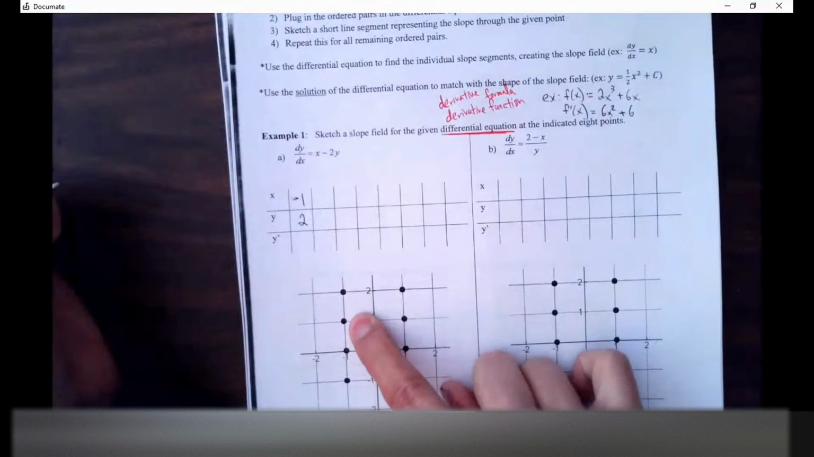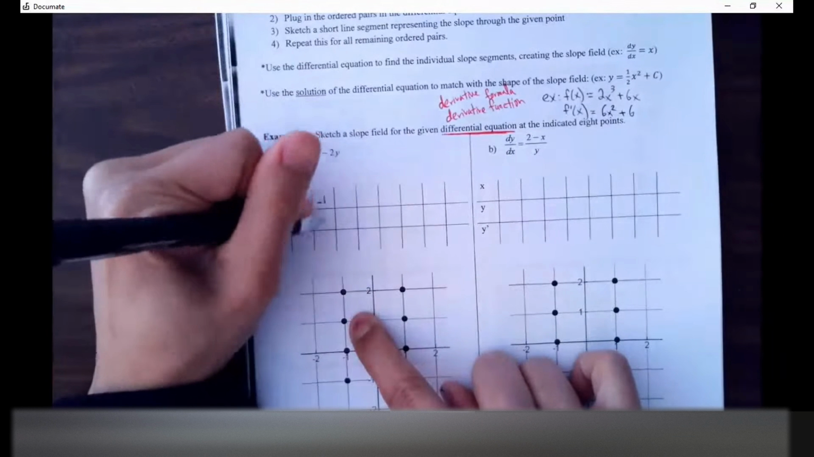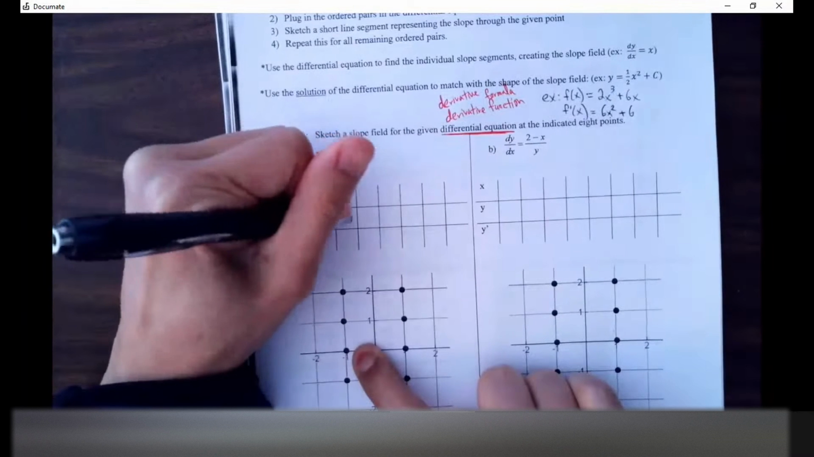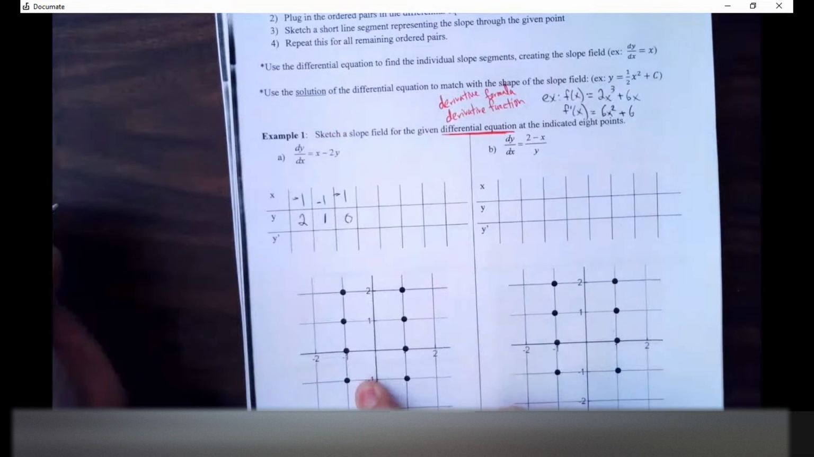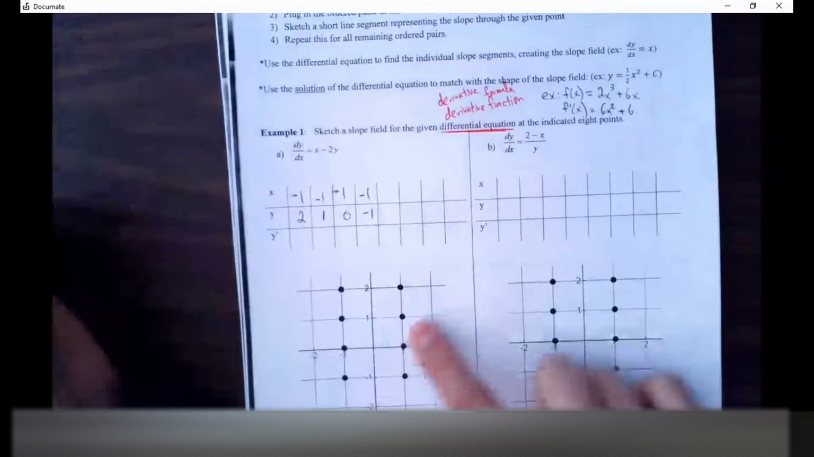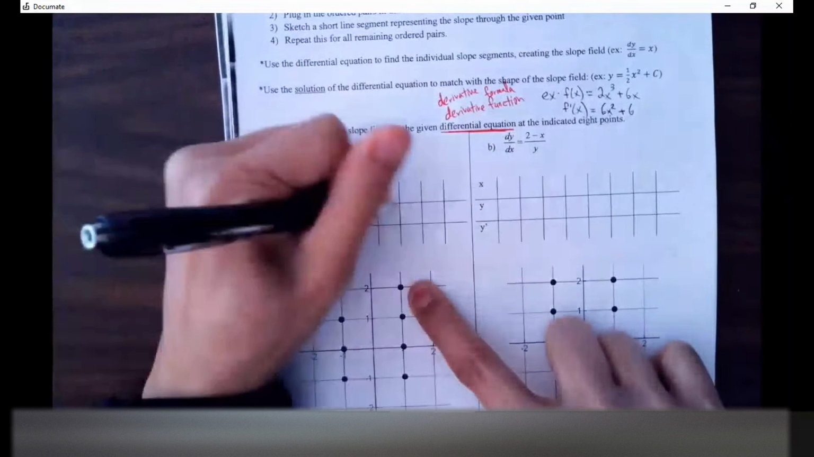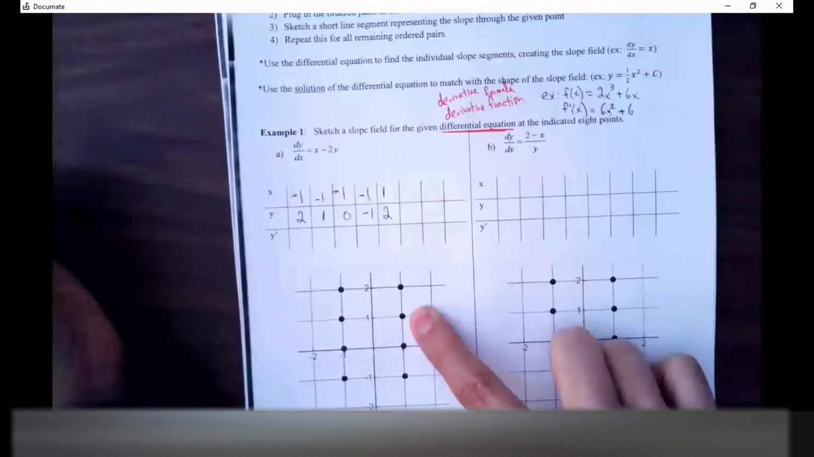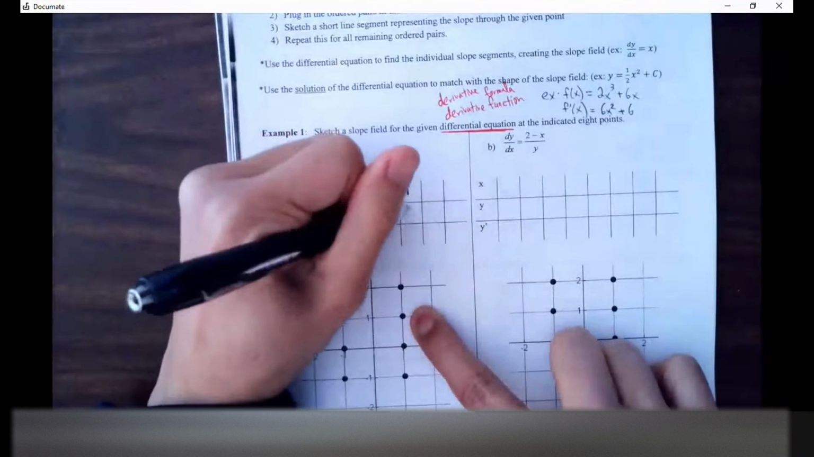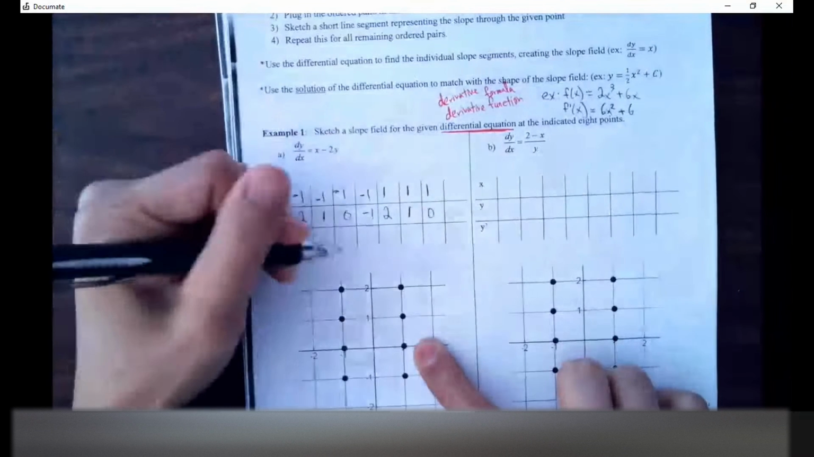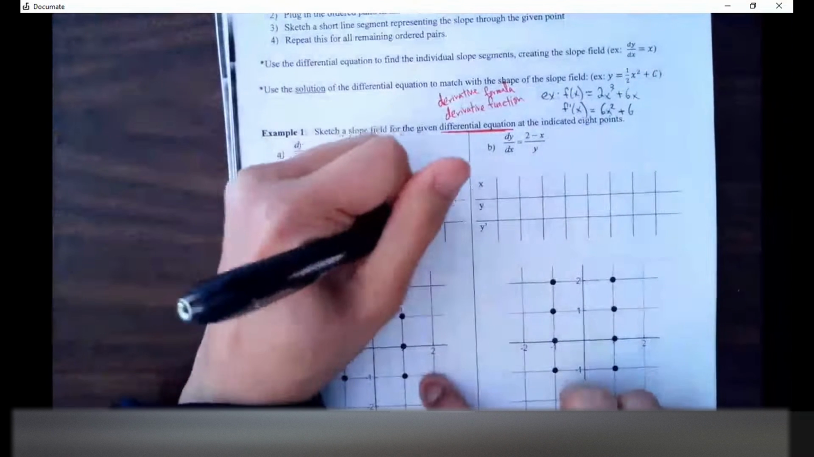This ordered pair is at -1, 1. This ordered pair is at -1, 0. This ordered pair, -1, -1. Ordered pair here at 1, 2. Ordered pair 1, 1. 1, 0. And 1, -1.